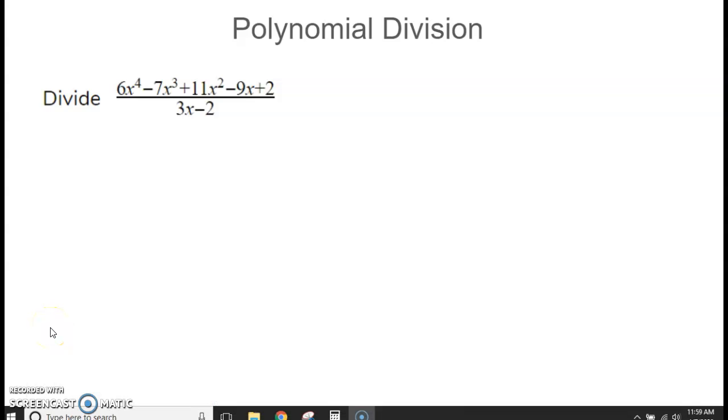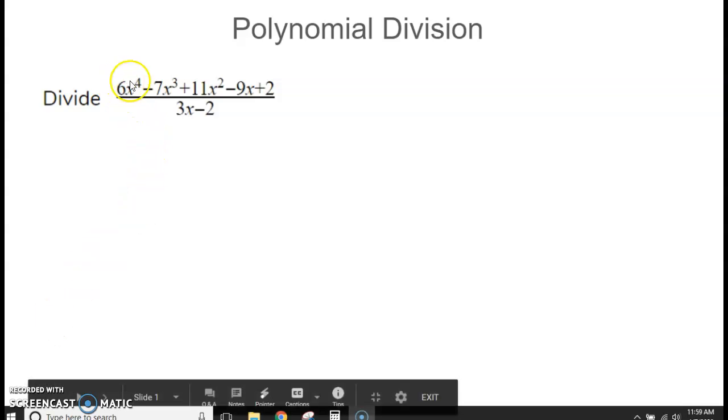Hello, welcome to polynomial division. Today we're going to focus on one thing, and that is dividing polynomials. Here I have two polynomials, a really long one on the top and a little one on the bottom.